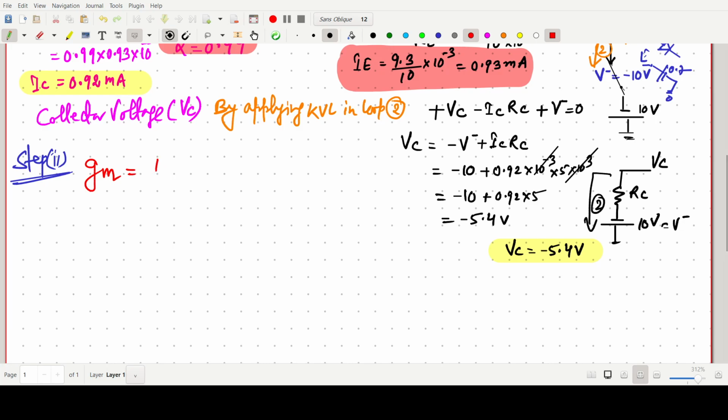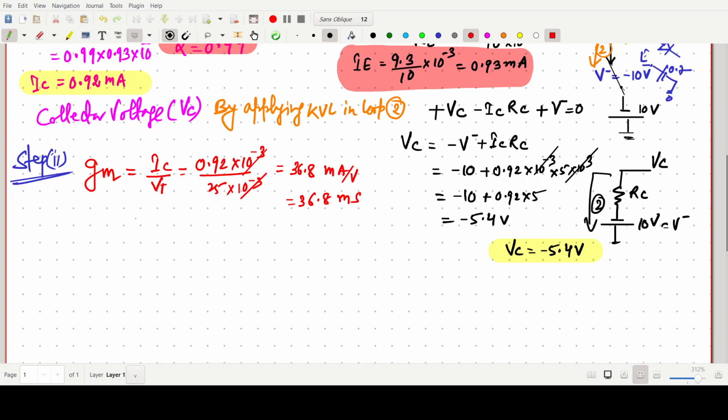Gm is simply IC by VT. So IC we already know is 0.92 milli, so 10 to the minus 3, and VT is our 25 millivolt. So 0.92 divided by this. If we solve, it will come around 36.8 milliampere per volt, or sometimes can be written as 36.8 milliSiemens.